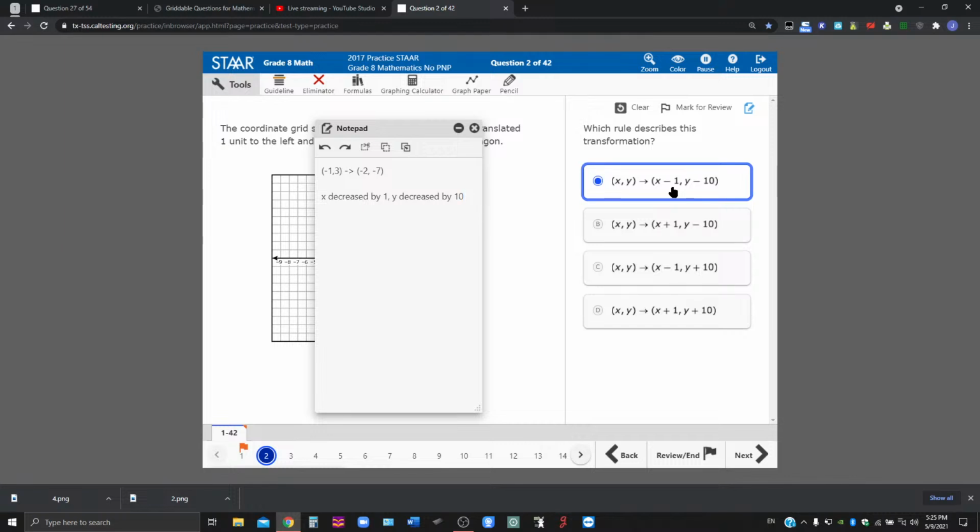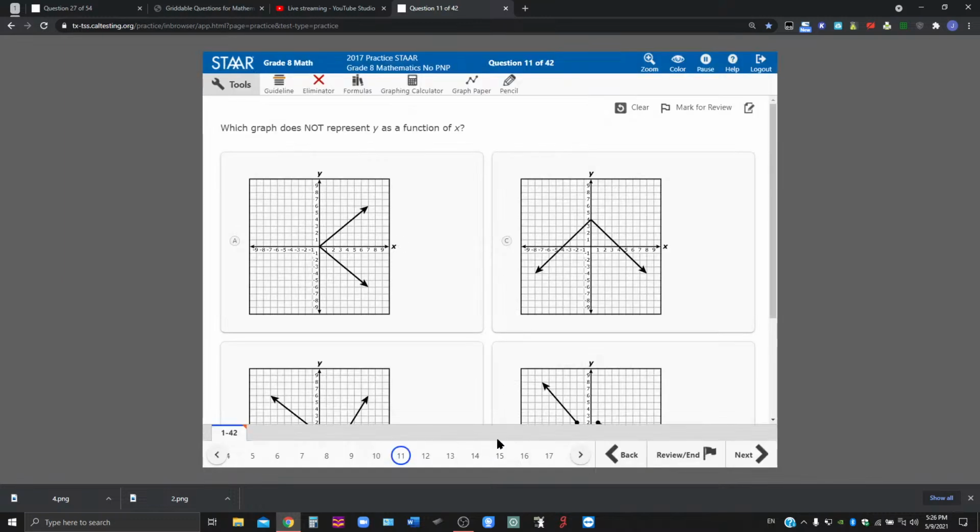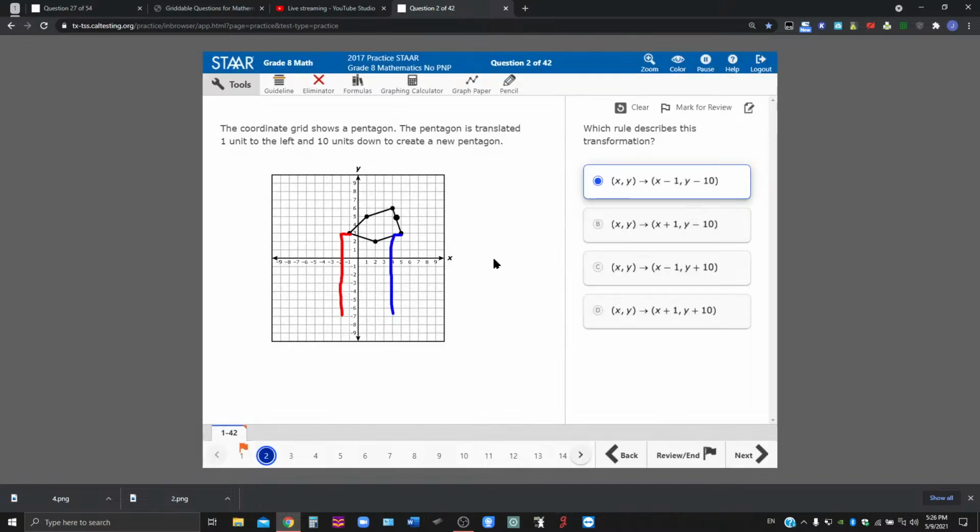Let me give you another example. Let's go to question 11. By the way, you have access to scratch paper. So why would you still want to use a notepad? I mean, you can use the scratch paper. It's also very helpful, but there's one benefit to the notepad.